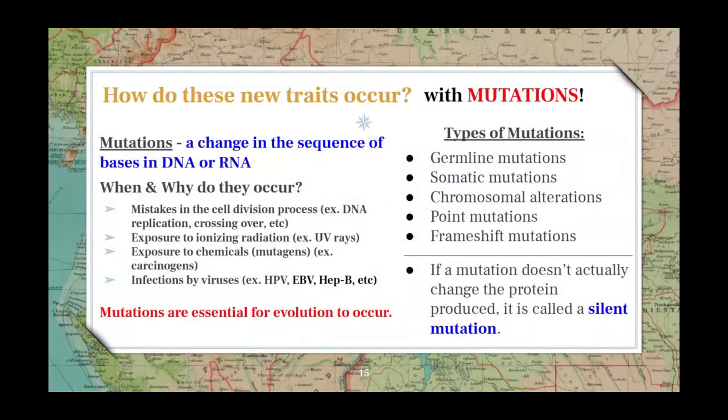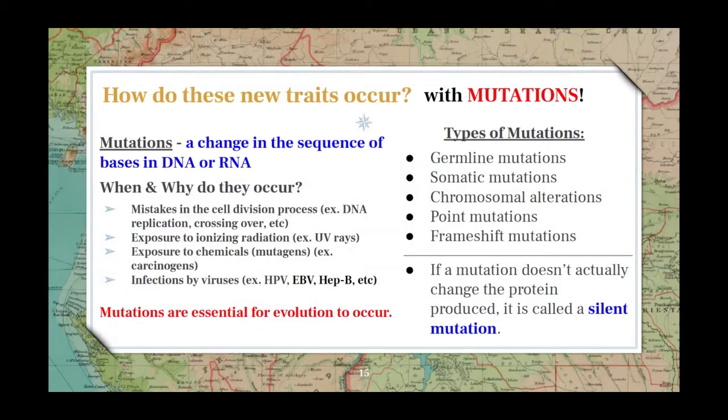Now, let's talk about mutations. There is some importance to us knowing about mutations. We've talked briefly about them. The last mutation that we talked about in a lot of detail was sickle cell. And what we need to understand is we talked about natural selection having the need for new traits. Well, how do these new traits appear? They appear with mutations. Now, a mutation is a change in the sequence of bases in DNA or RNA.